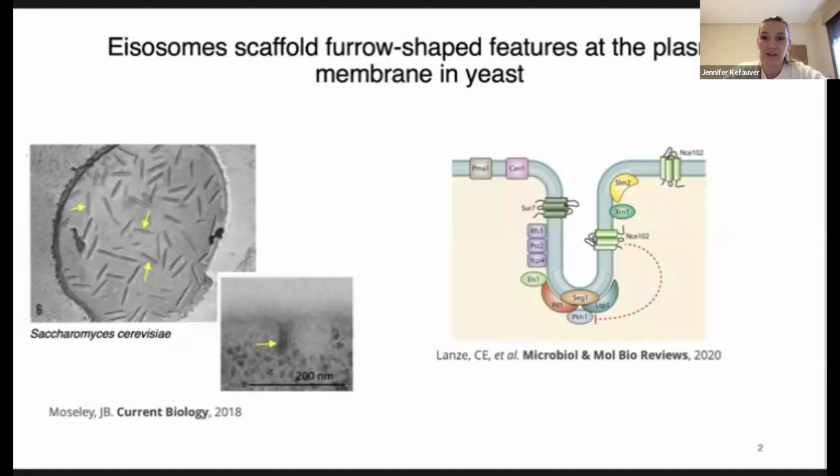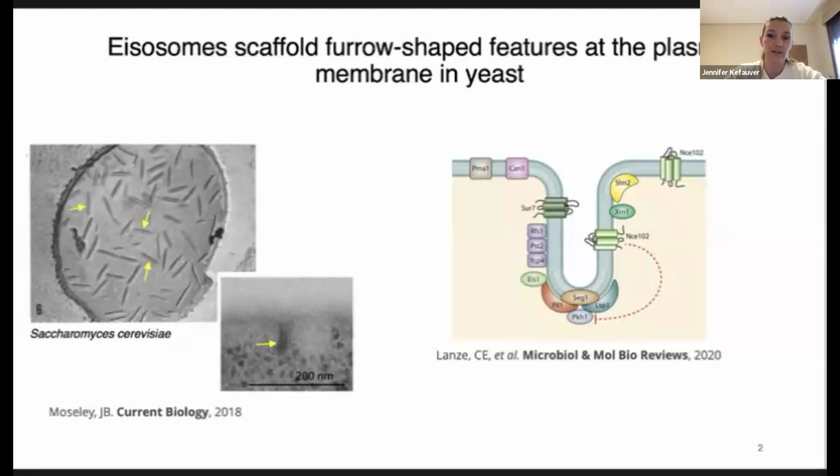So eisosomes are stable plasma membrane invaginations found in most fungal species. And in cerevisiae, they're around 300 nanometers in length and 50 nanometers deep. And they're randomly distributed across the cell surface. So there are several protein families that either stably or conditionally localize to the eisosomes.